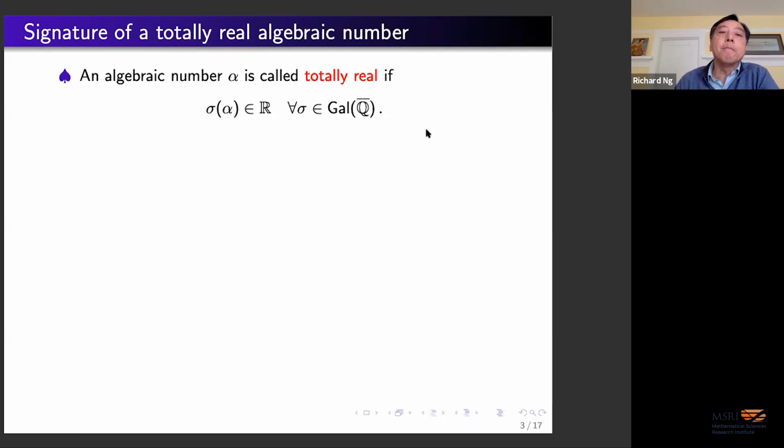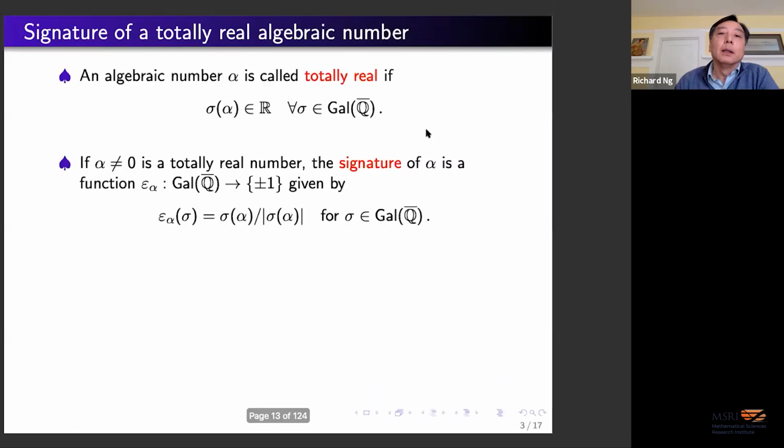For a totally real number, you can define something called the signature, which is actually a function. Suppose alpha is not 0 and it is totally real. The signature is a function from the absolute Galois group to plus or minus 1. Basically, it's a sign. You can write it as sigma of alpha, which is a real number, divided by its length. So you end up with a sign, either 1 or -1, for any sigma belonging to the Galois group of Q bar.